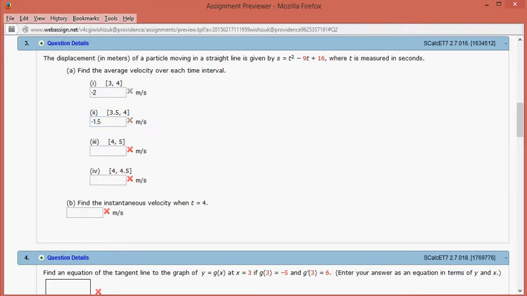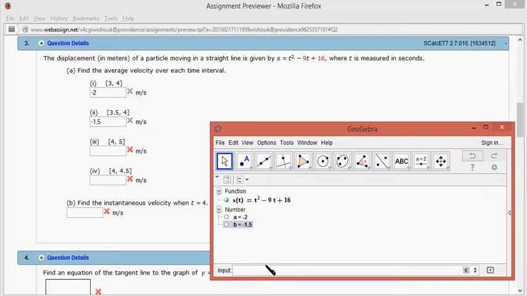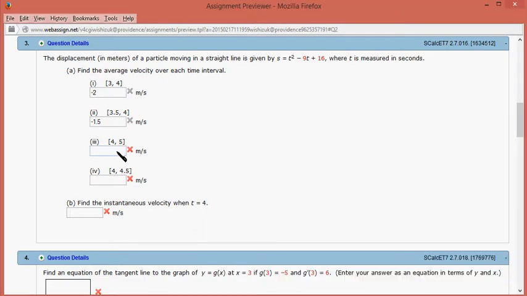Alright, so next one is from 4 to 5, so we're going to put s of 5 minus s of 4. Then the difference is again 1, but I'm just going to put 5 minus 4. So it's going to actually give you 0.